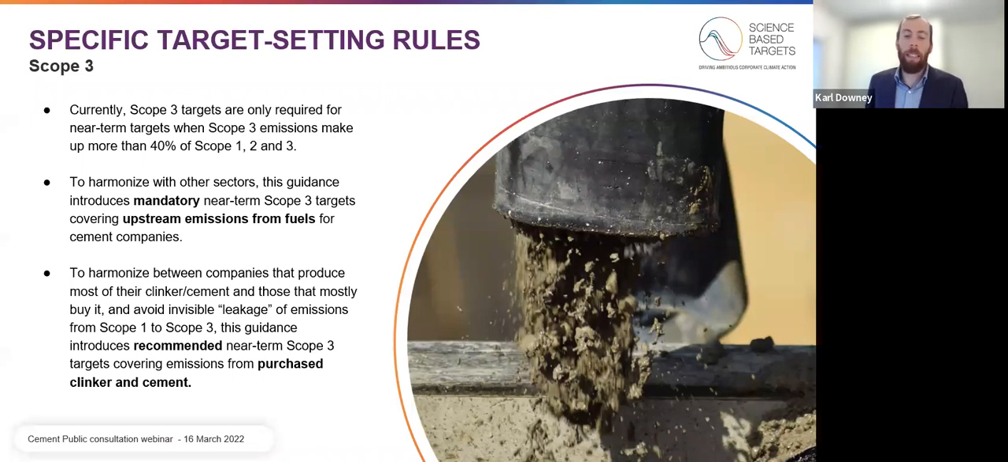So we're recommending that all companies in their near-term targets should include a Scope 3 target for purchased clinker and cement. The advantage of this is also that we harmonize a little bit better between those types of companies that are more about producing their own clinker and those that are buying it and blending it into cement. So the boundary will be more similar.